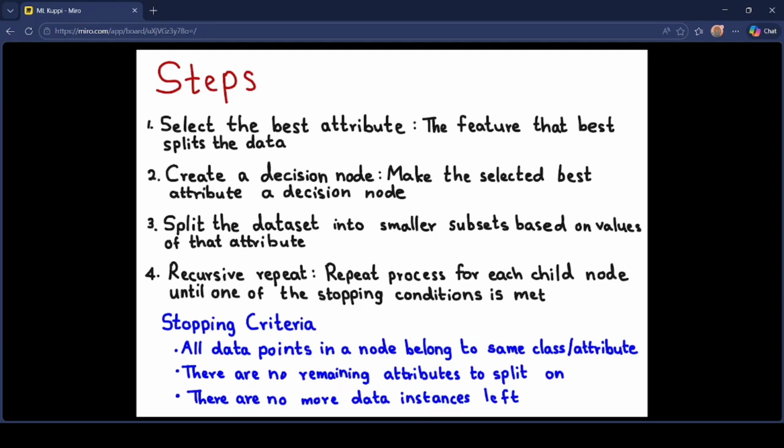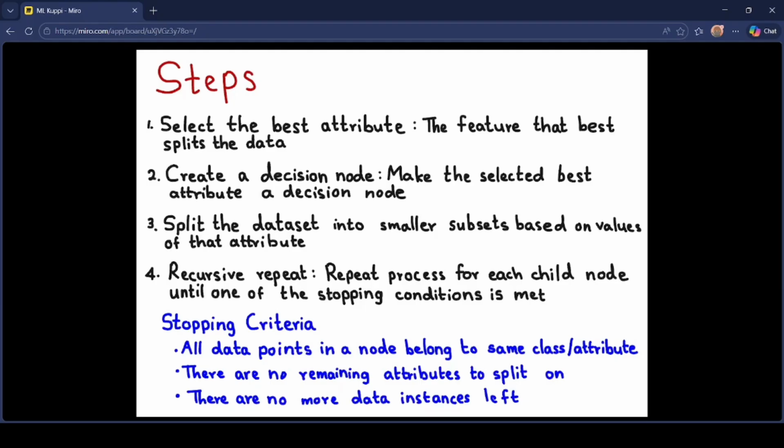Now these attributes are the decision nodes. So we have to find out what's the best split. We're starting with that. And then we are going to create a decision node. The best attribute is assigned as a decision node. And then we are going to split the data set into smaller subsets based on the values of the attribute. So if we consider a binary feature, the values would be yes or no. Based on the values of the feature, we are going to split the data set into smaller subsets, and then we are going to continue this recursively until one of these stopping criteria is met.